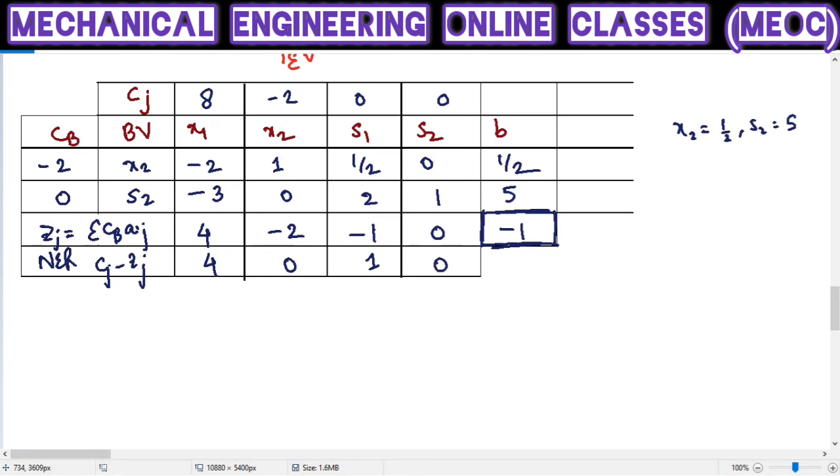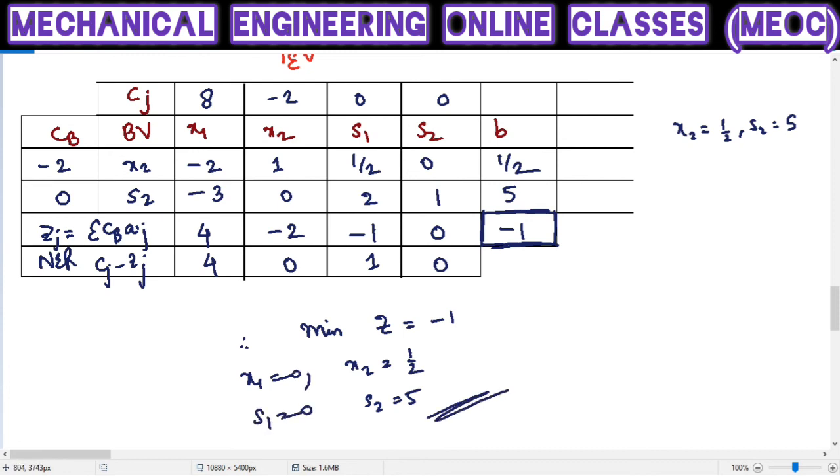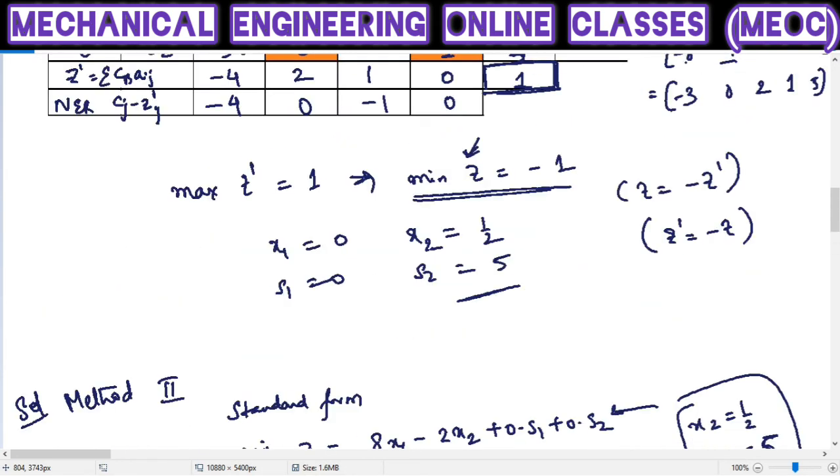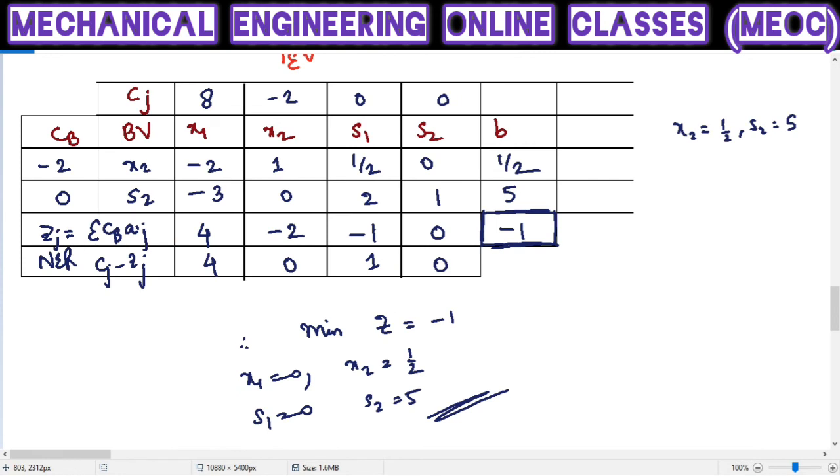So we can write the answer as, therefore minimum z is equal to minus 1 for x2 is equal to half, s2 is equal to 5, where x1 is 0 and s1 is 0. This is the answer. Whether you do it in max type or min type, you get the same answer. You check back with this. We got the same here. Min z is minus 1, x2 is half, s2 is 5, the rest x1, s1 are zeros. Here also it is the same thing.